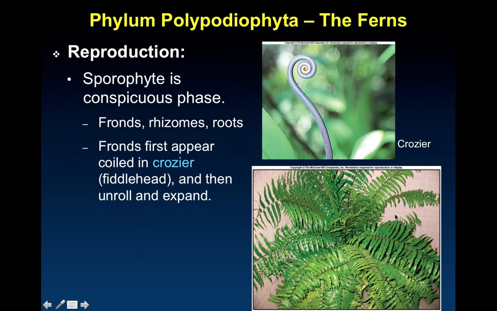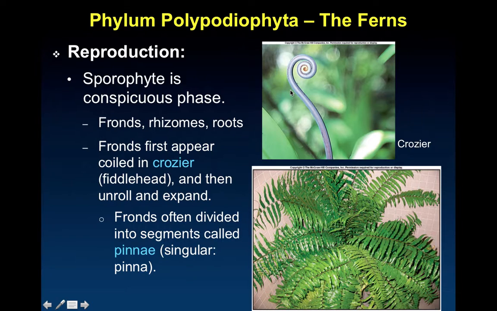So, here's what we left off with. We said that the croziers were the sporophyte of the fern frond that'll eventually branch out to become a big fern frond like this. We mentioned that it was also called a fiddlehead because of this shape, and also a monkey tail for the same reason. The fronds are divided into segments called pinnae.